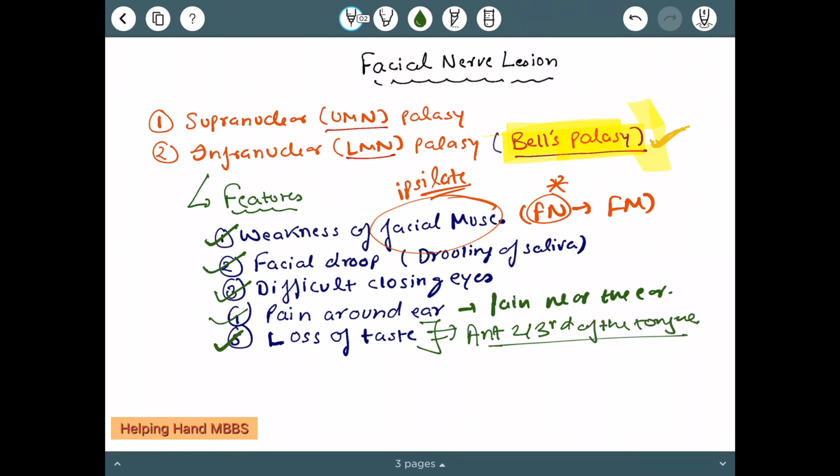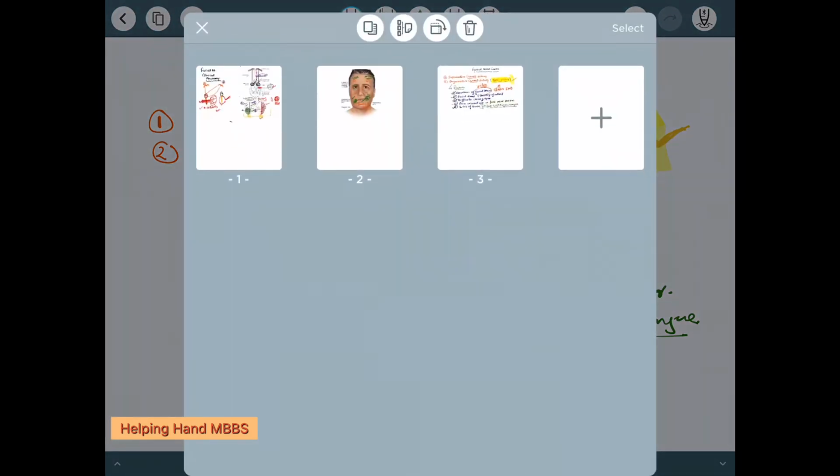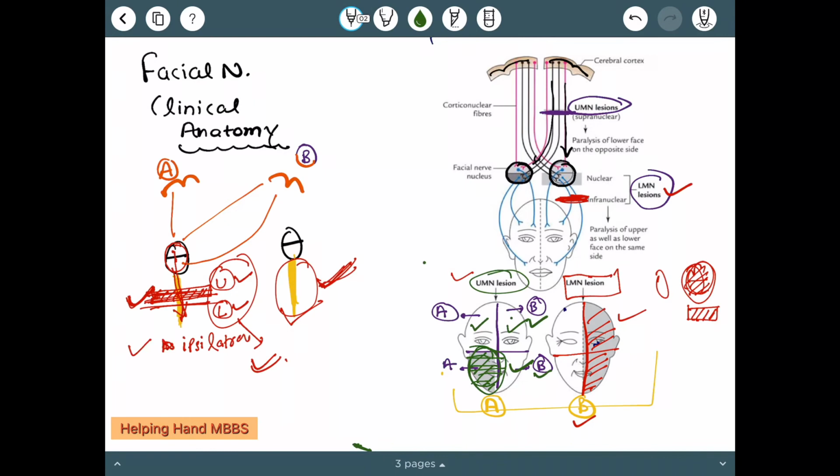So guys, this is all about the facial nerve lesion. We have completely understood it with our basics.